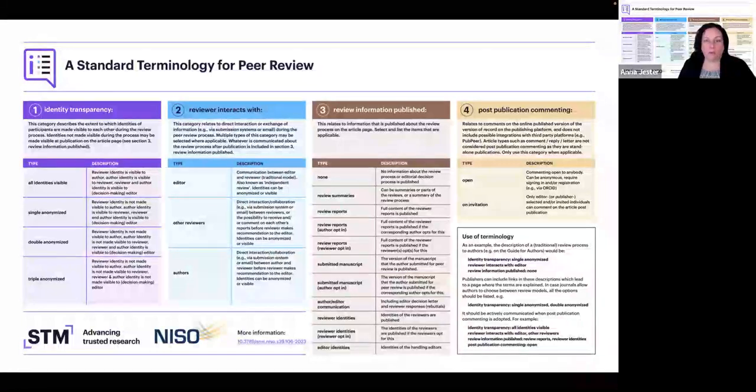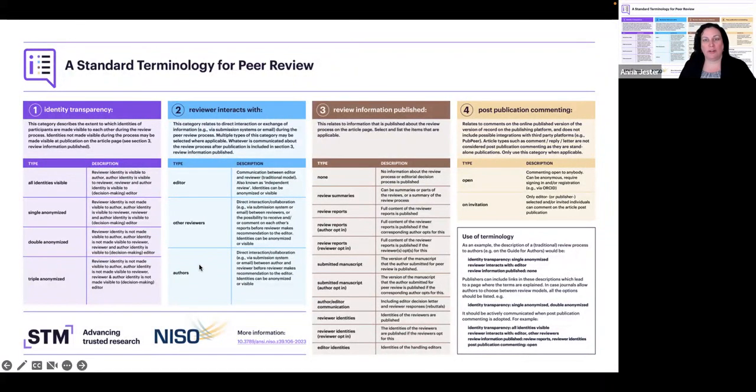So we really found 4 pillars that were really part of what we felt this terminology should include. And the first one is identity transparency. The second one involves who the reviewer or reviewers interact with. The third one is what review information is published. And the fourth is post-publication commenting. And I would note too, you can see this graphic here. It is widely available and not just as a background image as well. But let's talk a little bit more about what those are.